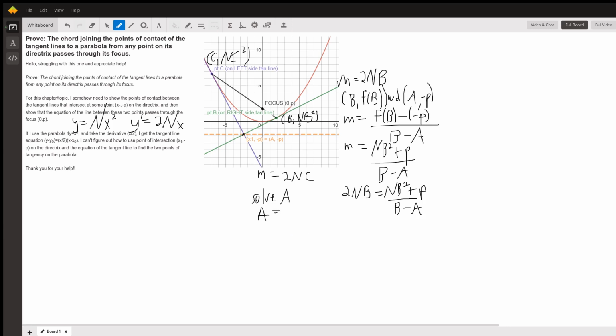So, if you solve this for a, you get that a equals... let me see if I can find it so we don't have to start from scratch. Here it is. A equals b minus nb squared plus p, all over 2nb.